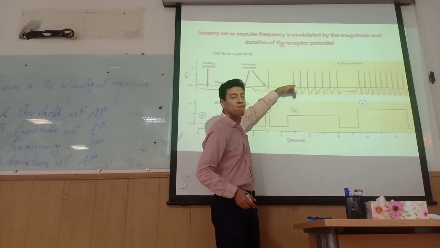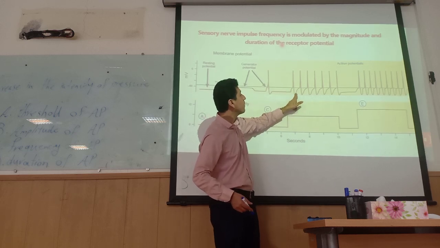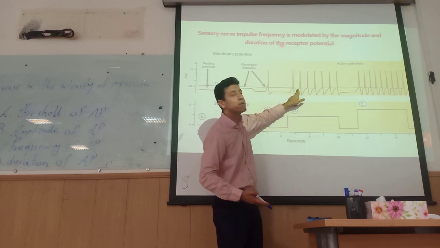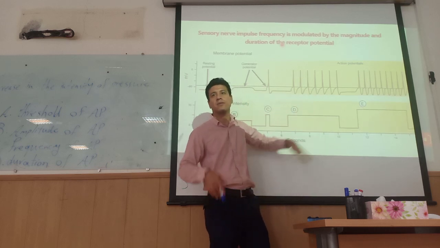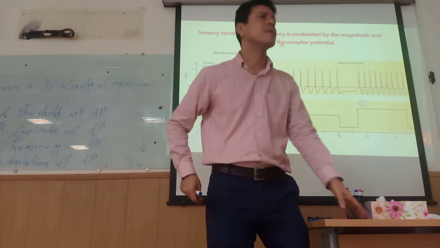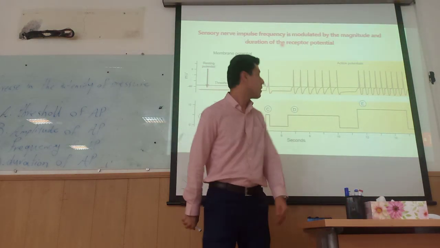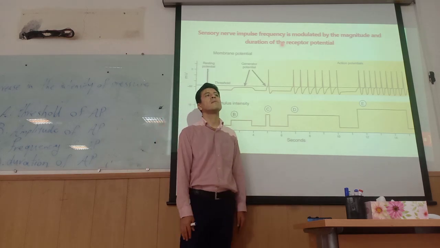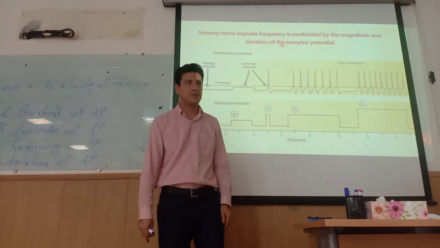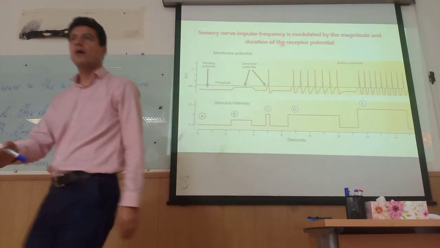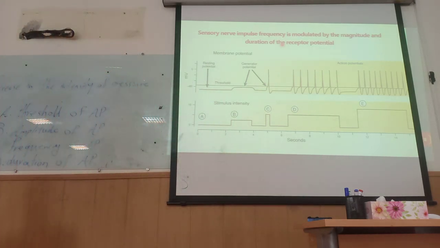But after the repolarization, the receptor potential again shows itself. Right? You will have the second action potential, and so on. So we won't have action potential. So with increasing the duration but at a lower intensity, we won't have action potential.